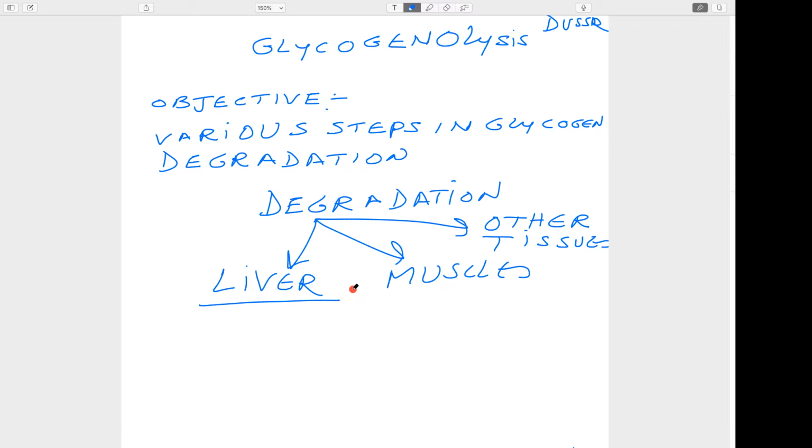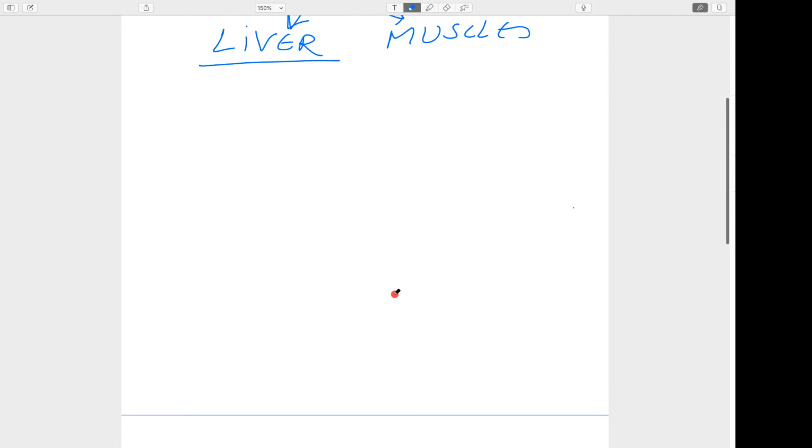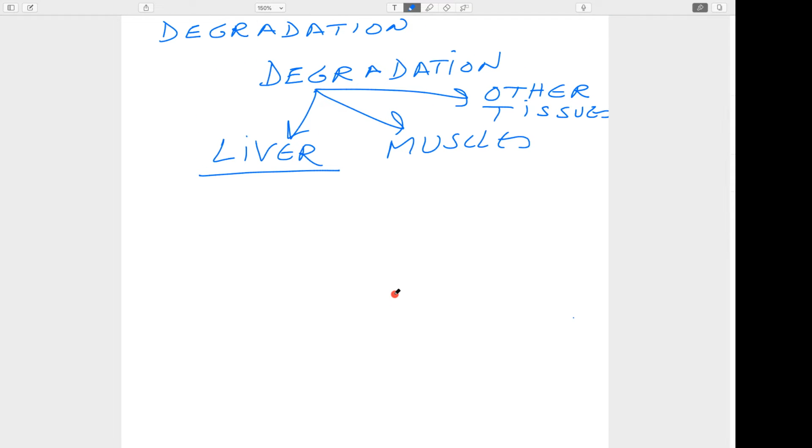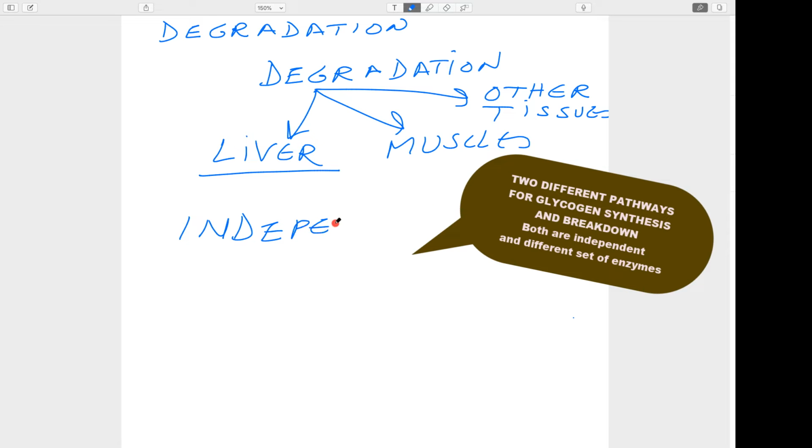When we are talking about glycogen degradation and synthesis, are these two pathways the same in a sense? If you take the synthesis pathway, is the degradation a reversal of the synthetic pathway? No, they are completely different, independent pathways. A different set of enzymes is present.